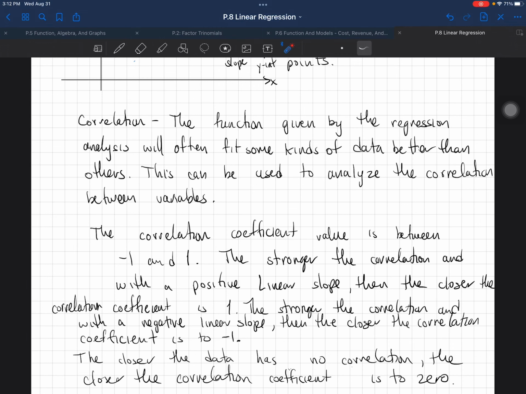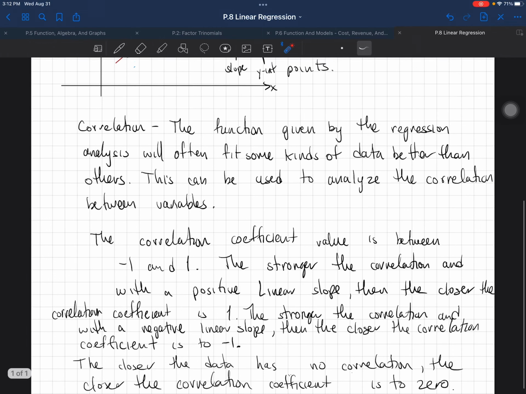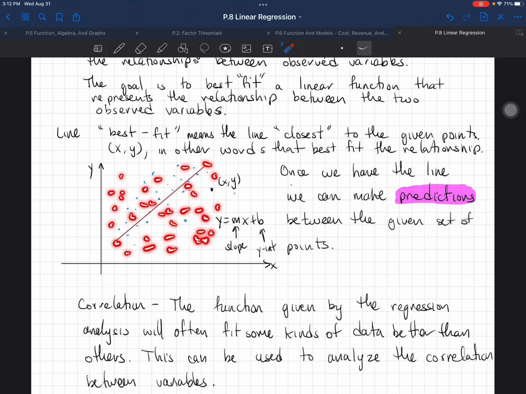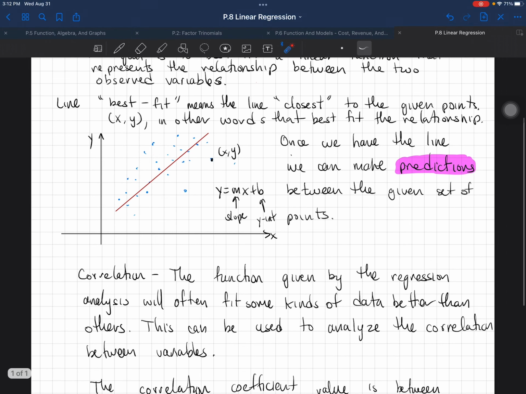Lastly, the closer the data is to no correlation, the closer the correlation coefficient will be to 0. This would mean all the data is really scattered throughout, there's no pattern going on, so there's no correlation. Then the number will be really close to 0. It could be negative 0.10 or positive 0.10. Again, the numbers in Excel will help us find those. So that's it for linear regression. This is a quick introduction.